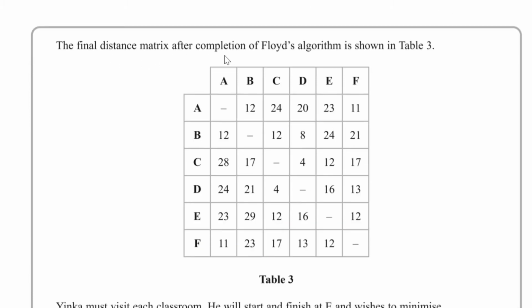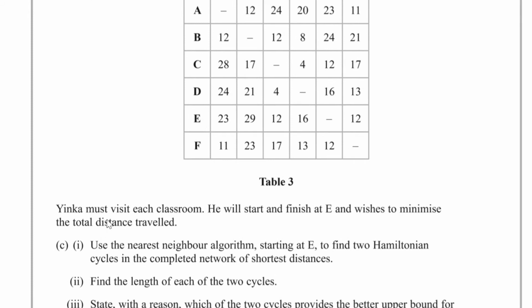The final distance matrix after completion of Floyd's algorithm is shown in Table 3. Yinka must visit each classroom. He will start and finish at A and wishes to minimize the total distance travelled. For part C, for the first part, we have to use the nearest neighbour algorithm starting at A to find two Hamiltonian cycles in the completed network of shortest distances, and then find the length of each of the two cycles.